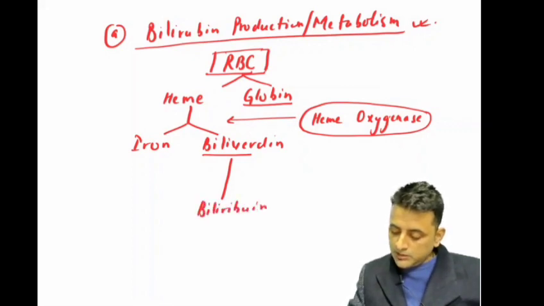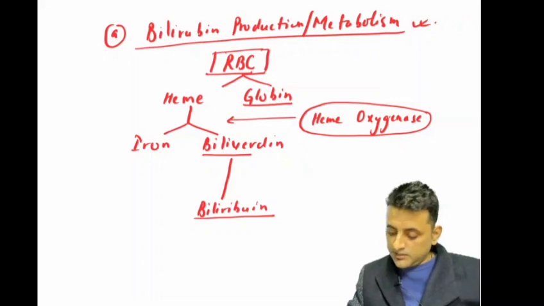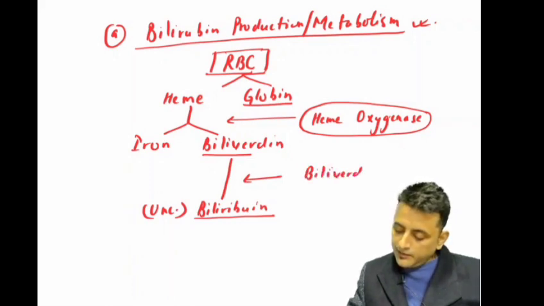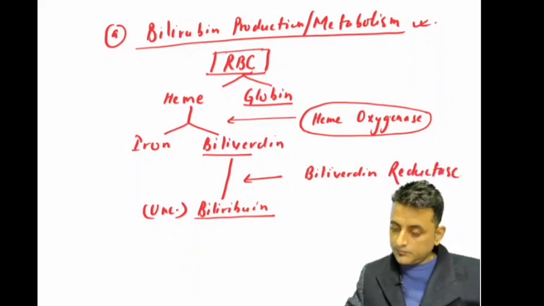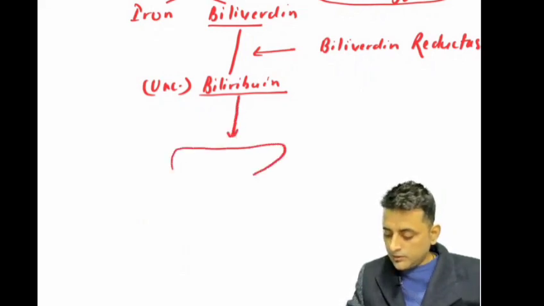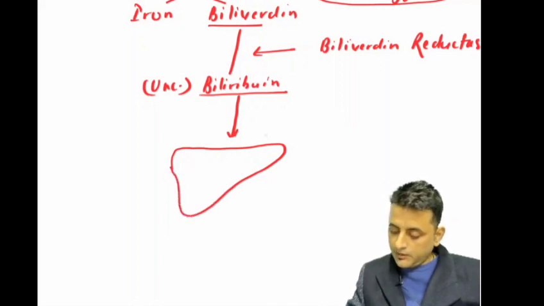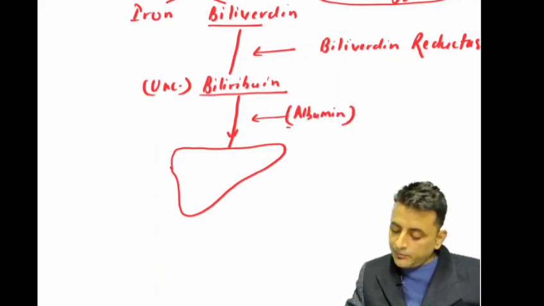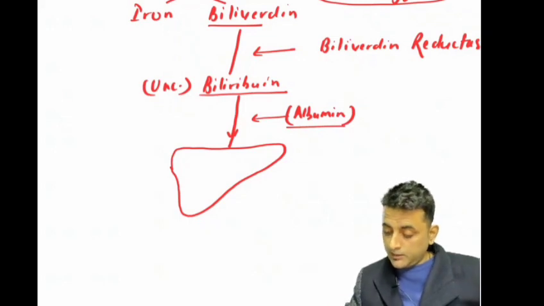So which bilirubin is this? Is it conjugated or unconjugated? Yes, it is unconjugated bilirubin. The enzyme involved here is biliverdin reductase. So this unconjugated bilirubin is now transported to the liver. How is it transported? It is transported by albumin. This albumin and bilirubin make a complex and enter the liver.